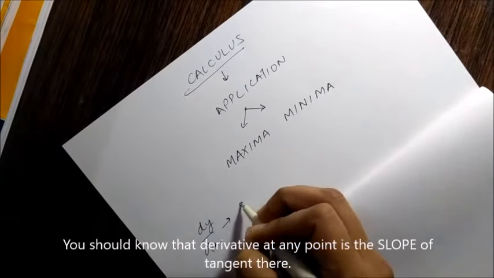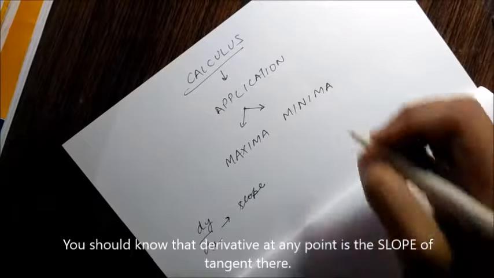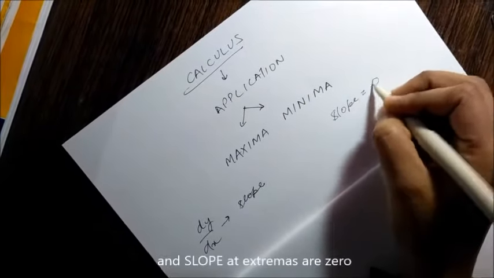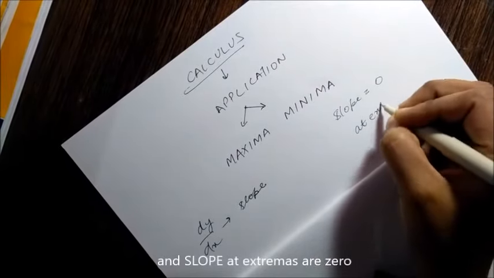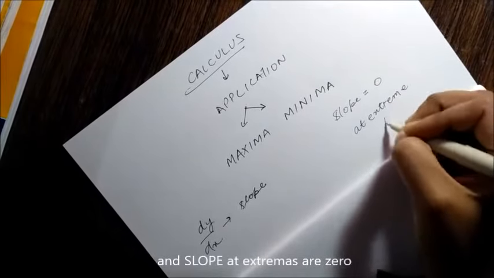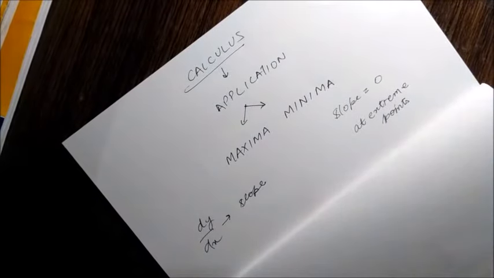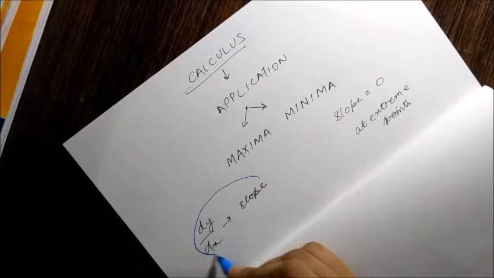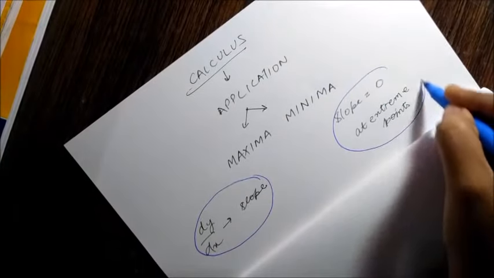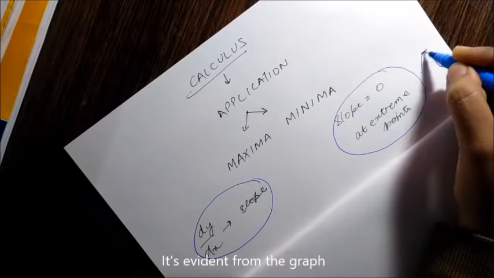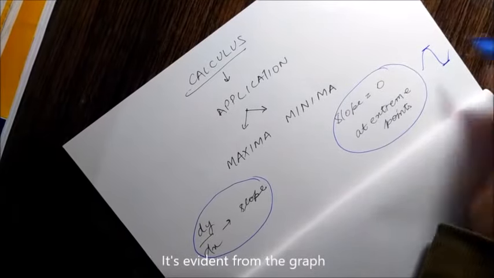You should know that the derivative at any point is the slope of the tangent there, and also that the slope at extremas is 0. So it's evident from the graph, we can see here that the slope at the extreme points is 0. Let's take a question now.